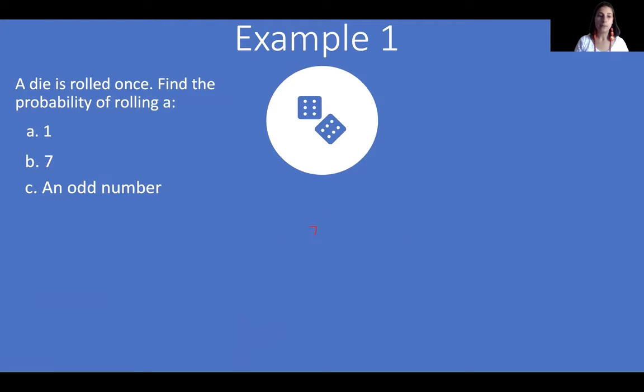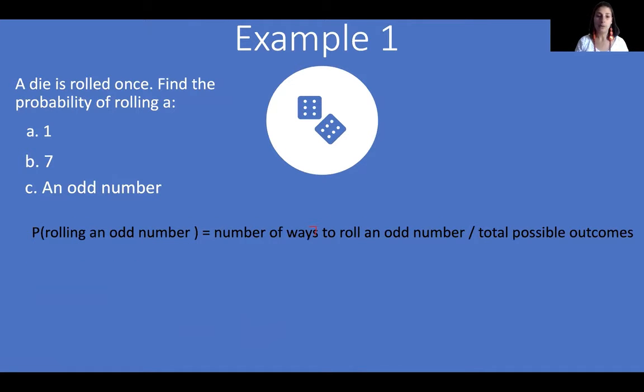For an odd number, we're looking at the probability of rolling an odd number, which is the number of ways to roll an odd number divided by the total possible outcomes. And so we have the numbers 1, 3, and 5 on our die. That means that we have 3 odd numbers out of a total of 6. This can also be reduced to 1/2.